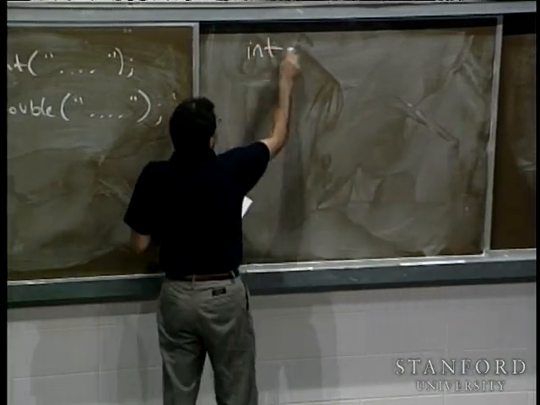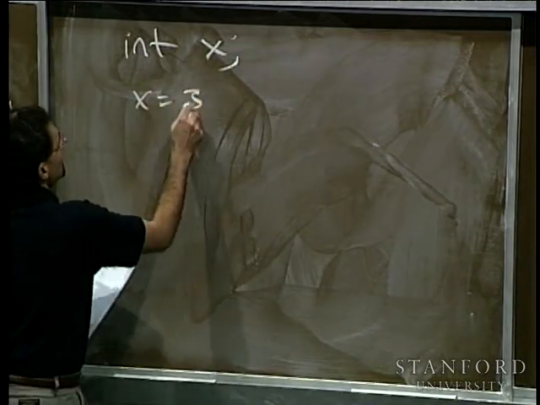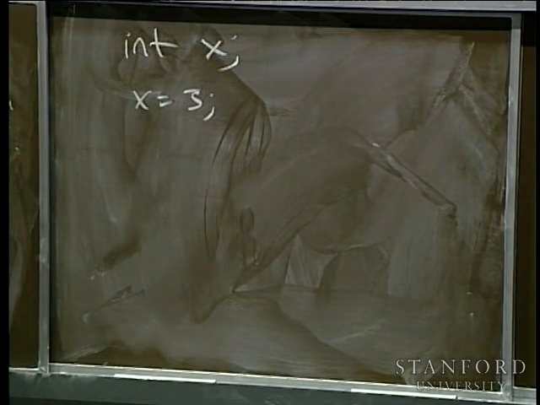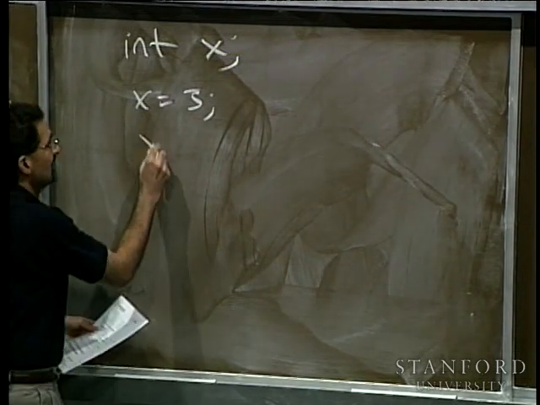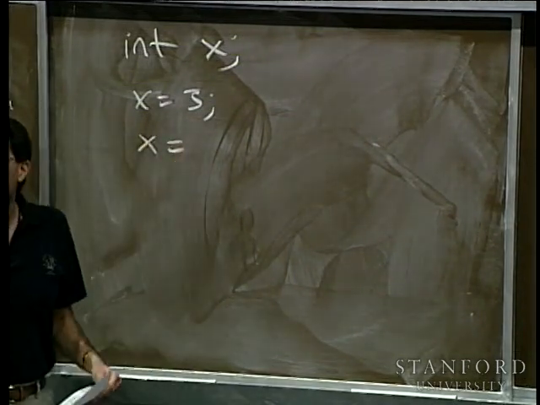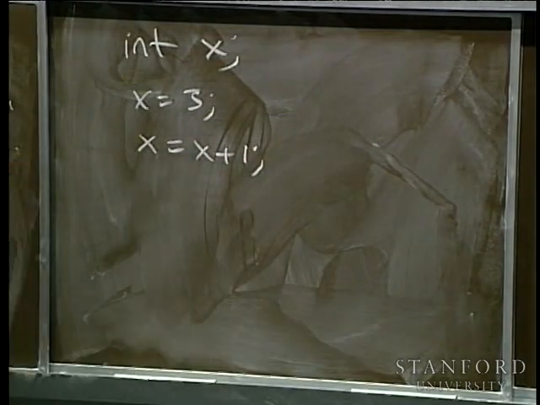Let's say we have int x, our old friend. After I told you all this stuff about good variable names, everything's x. So let's say x equals 3. There's a lot of things we sometimes want to do with x. Something we want to do a lot is add 1 to x. So how do we do that? We'll do it the long way: x equals x plus 1. That adds 1 to x and stores it back in x.